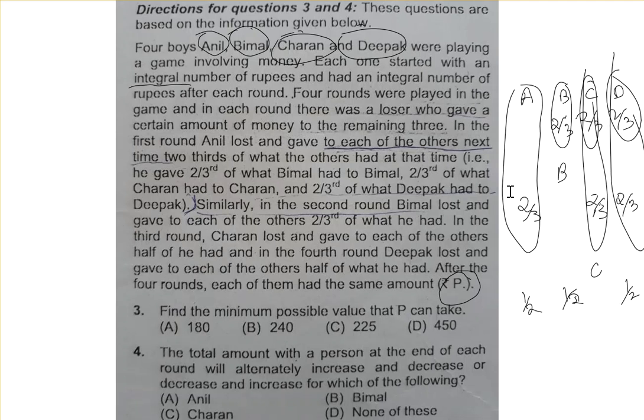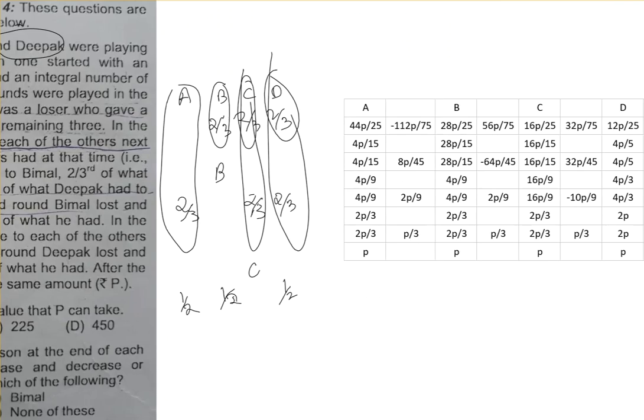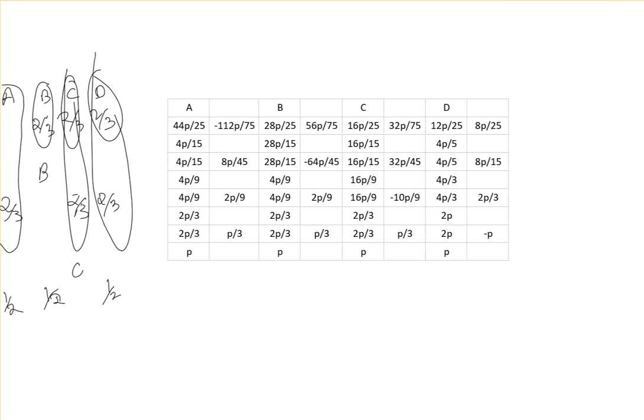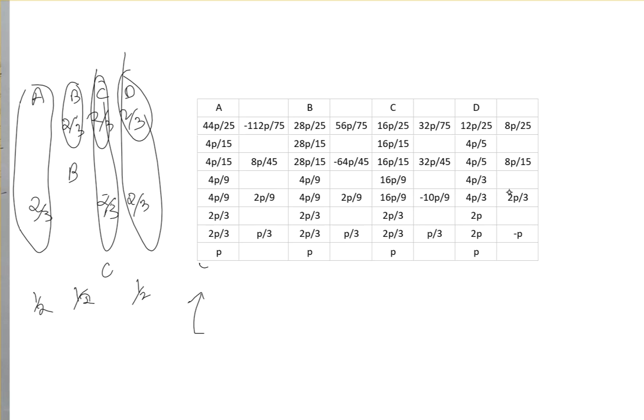So how to solve this type of question? Always keep in mind, this type of questions are solved in reverse order. Okay, so let me show you what I have done. We start from this side. We have assigned P, P, P, and P, that is total of this round. In fourth round, D gave A, B, and C some amounts.